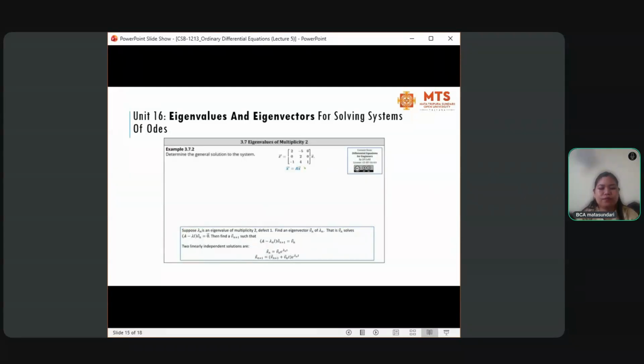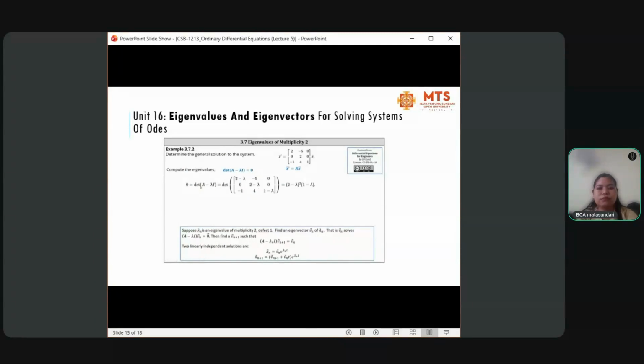Consider the system given by the equation x prime equals A times x, where A is a 3 by 3 matrix. In the first row the entries are 2, negative 5, 0. The second row the entries are 0, 2, 0. And the third row the entries are negative 1, 4, 1. Recall to use the eigenvalue method to solve the system. The first step is to determine the eigenvalues of matrix A. We do this by setting up the equation, the determinant of the difference of A and lambda I equals 0, and then we solve for lambda. So below we have the setup.